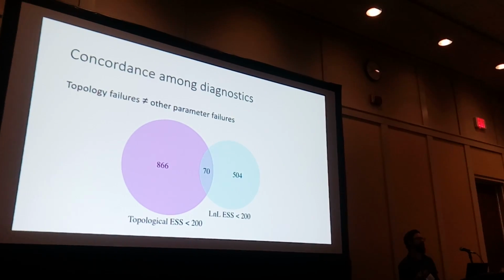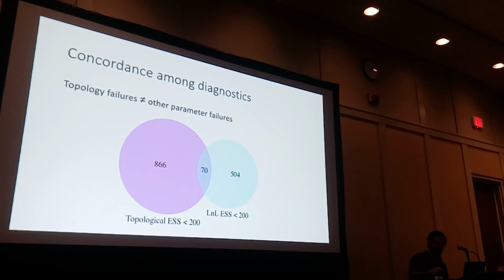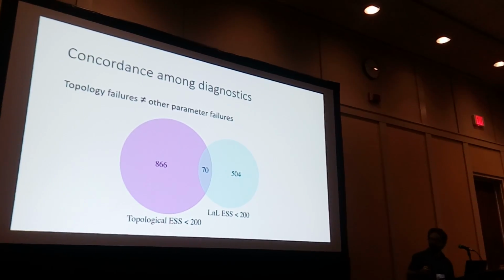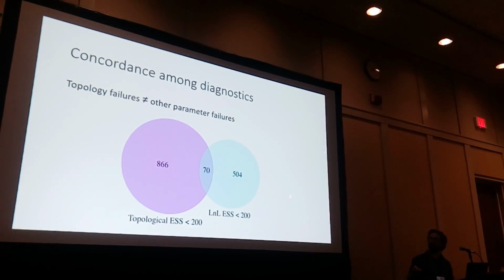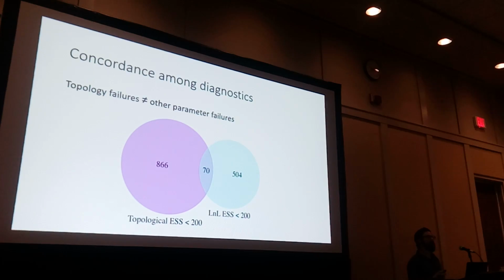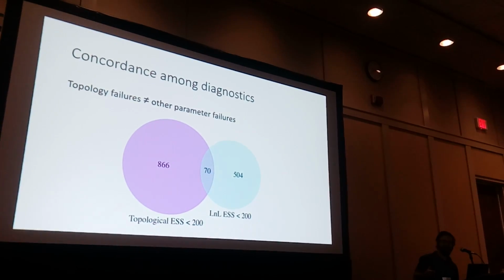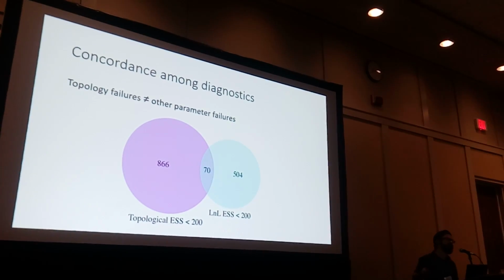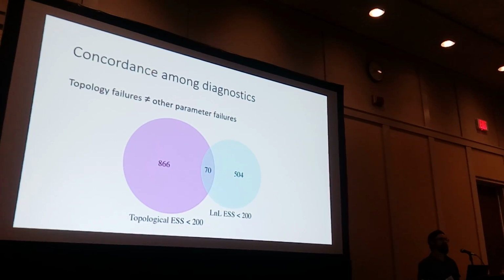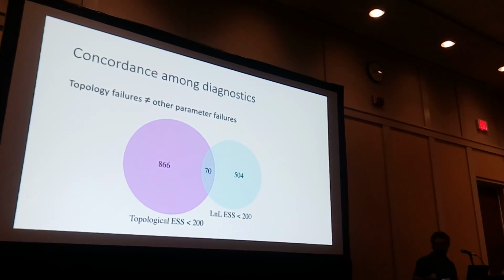So here, looking at failures of effective sample size for topology versus the log likelihood, you see that there's very little overlap between chains that fail both of these, and we have a lot of chains that fail just for the likelihood or just for topology. So really, we care about both of these in our analyses. So we need to use both the topology and non-topology diagnostics in order to effectively evaluate convergence.